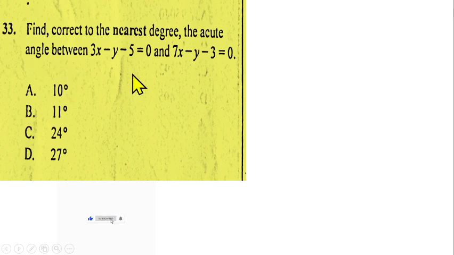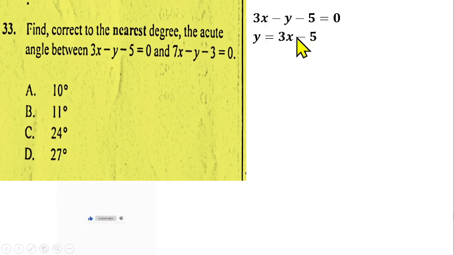Question number 33 is from coordinate geometry. We have to find the angle between this line and this line, correct to the nearest degree. So the thing to do is to find the gradient of this line and the gradient of this line. The first thing is to find the gradient of the first line. And how do we do that? By making y the subject of the formula, and the coefficient of x will be the gradient.